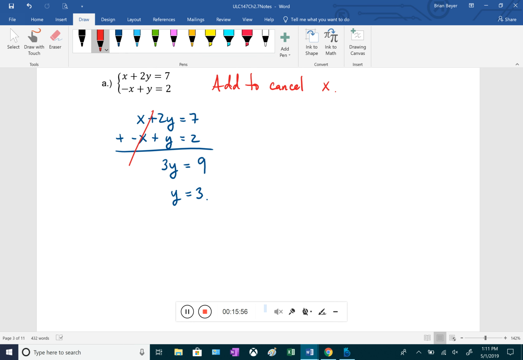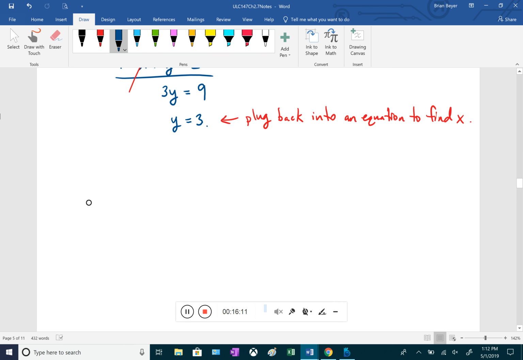So now we're going to take this value and plug it back into one of the originals to find the x value. So it doesn't matter which one we plug in. I'm just going to plug into the first one. So that's going to be x plus 2y equals 7. Let's plug in y equals 3.